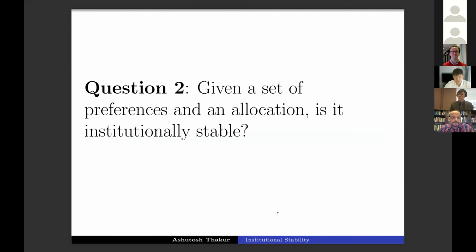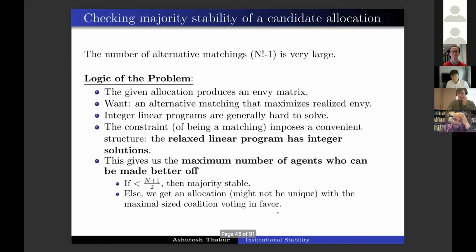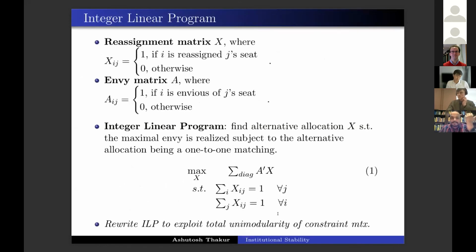Fortunately, though, checking whether something is majority stable is super easy, right? For a given set of preferences and a candidate allocation, I can immediately check whether something is majority stable. The basic idea is you have an integer linear program. You're thinking about what reassignment matrix you can form given an envy matrix, and trying to maximize the envy that's realized. And the fact that the alternative allocation is also a matching is going to allow the linear program to have integer solutions. So this is very computationally simple to check. Okay, so that's a good thing. We can check. Characterization is harder.